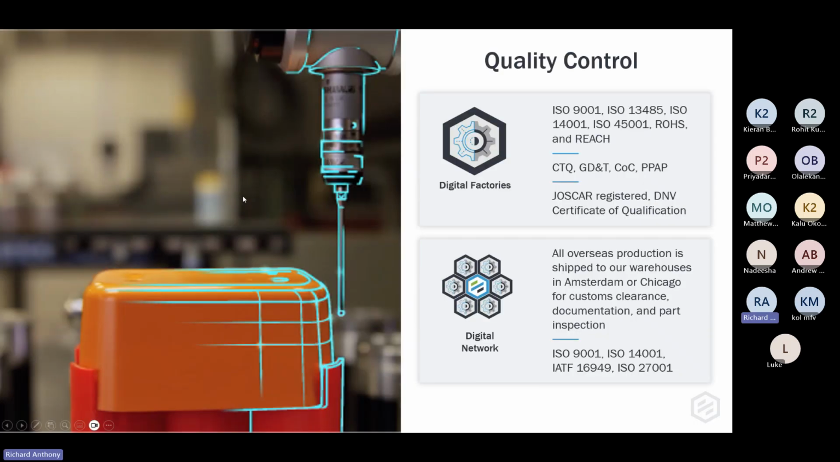And there's just a slide here on the sort of quality control we do. I'm not going to linger too much on this, but we can do various quality control things in terms of our digital network. All parts that are manufactured by one of our manufacturing partners, if it's within Europe, will come to our Amsterdam office, where they'll have their quality checked, and any customs clearance and documentation will be done before being shipped out to yourselves. We can do various quality checks, and if you've got any particular requirements, let us know beforehand and we can have a conversation about that.